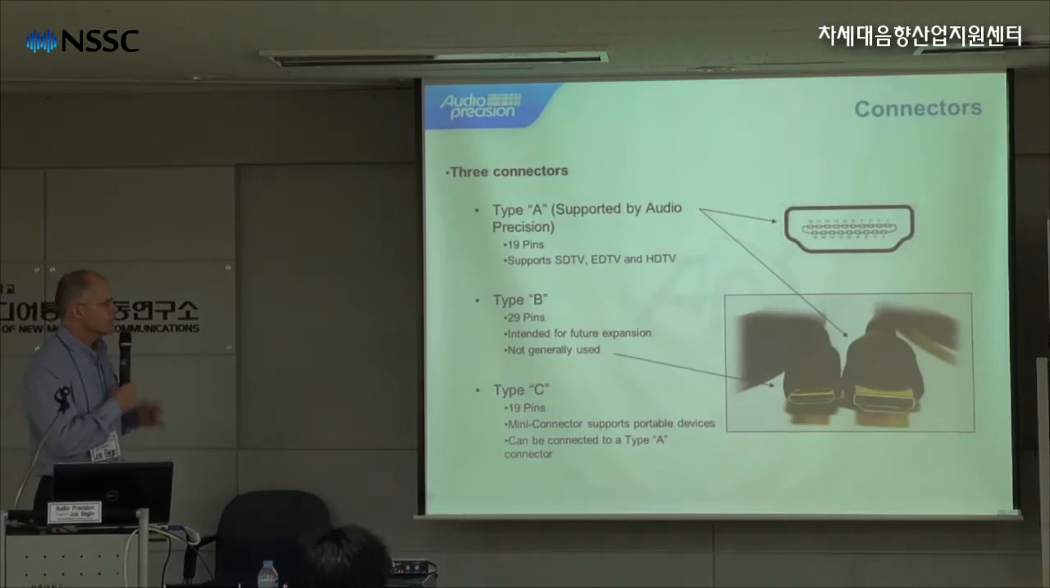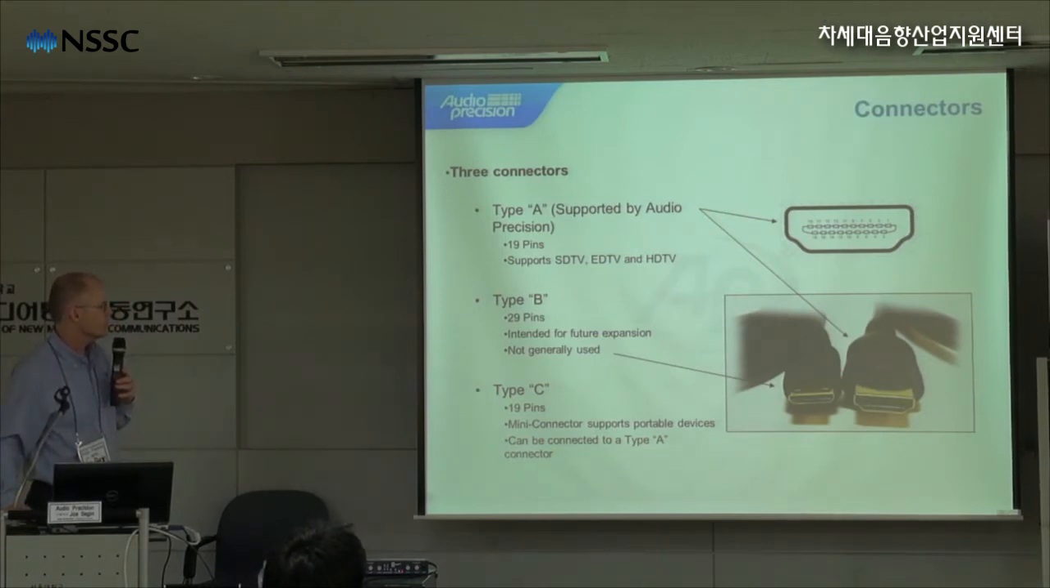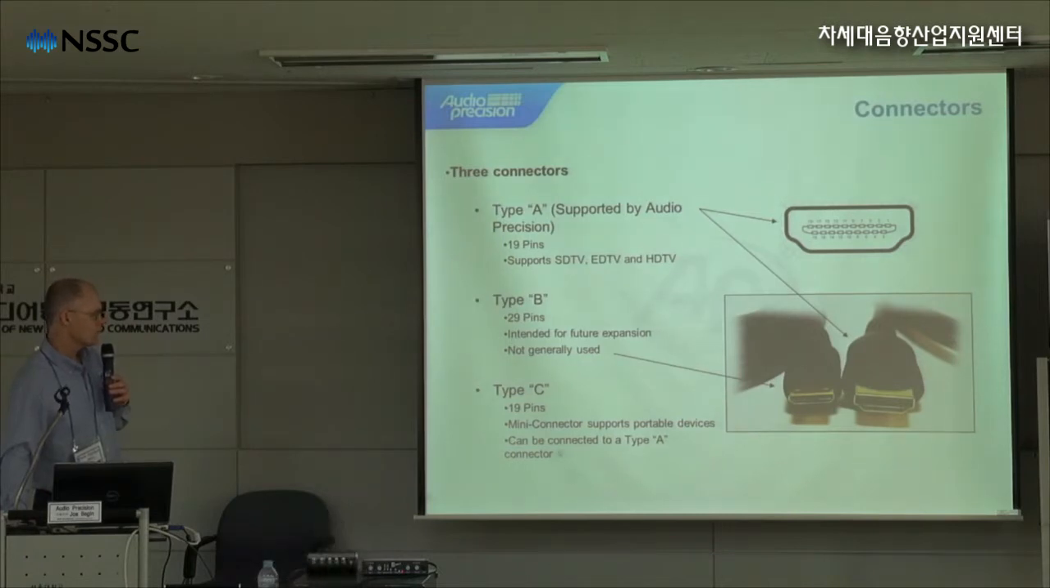So we talked about the connectors this morning. There are 3 connectors, Type A, which we have on our analyzer, 19 pins. This supports standard definition TV, EDTV, and HDTV. The Type B has 29 pins intended for future expansion, and it's not generally used. And then Type C, a 19-pin mini connector for portable devices, which can also be connected to the Type A connector.